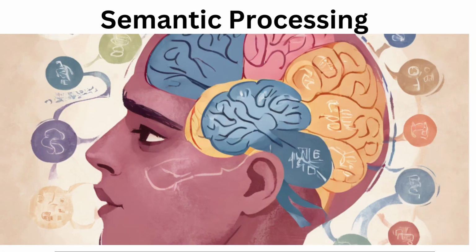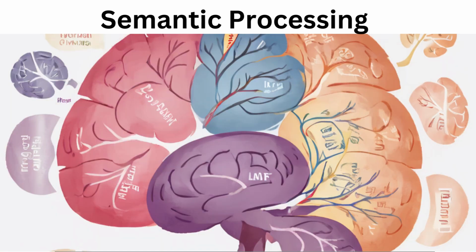Semantic processing. After recognizing words and their phonological and orthographic features, the brain engages in semantic processing, which involves understanding the meaning of words and sentences. Regions in the left temporal lobe, including the middle temporal gyrus and the angular gyrus, are associated with semantic processing.